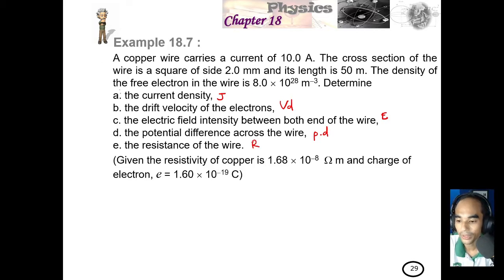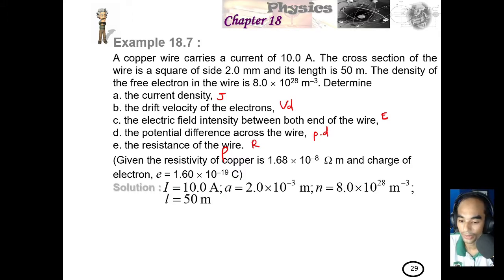Given that the resistivity of copper is 1.68 times 10 power negative 8 ohm meter, so this is rho, and the charge of an electron is 1.60 times 10 power of negative 19 coulomb. So the solution is, first we have to list out all of the variables there.